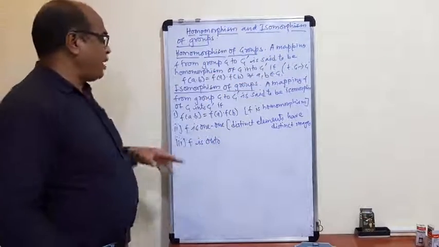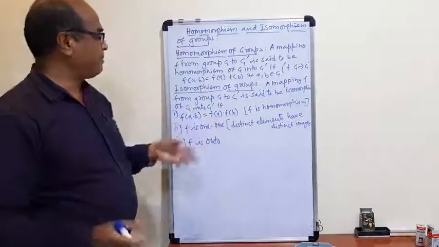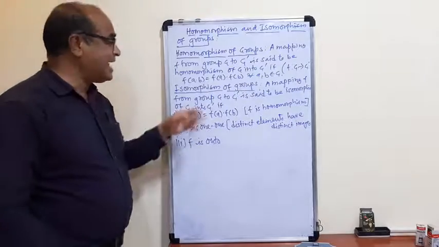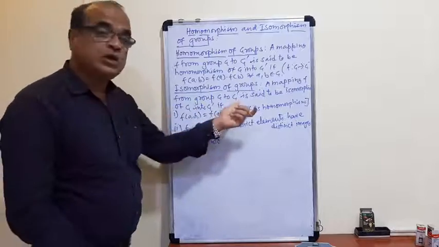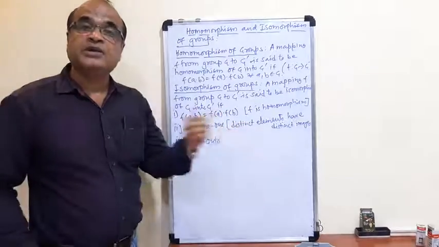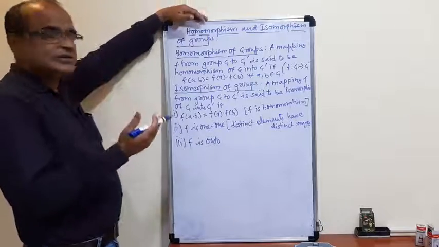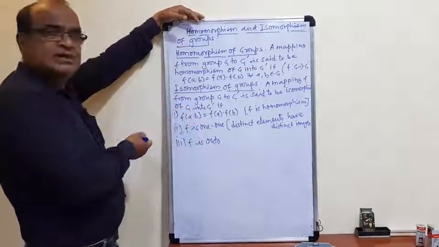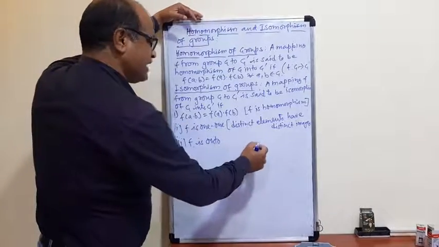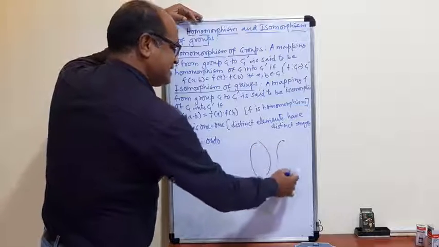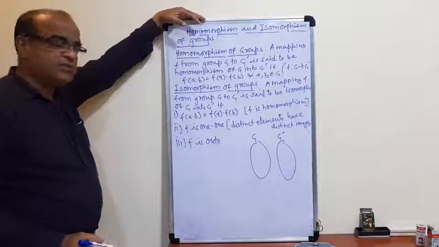A mapping f from group G to G dash is said to be an isomorphism of G into G dash if f is a homomorphism, f is a one-to-one function, and f is an onto function. So we revise. You know what a homomorphism is, but what is a one-to-one function and what is an onto function? For example, let G and G dash be groups.